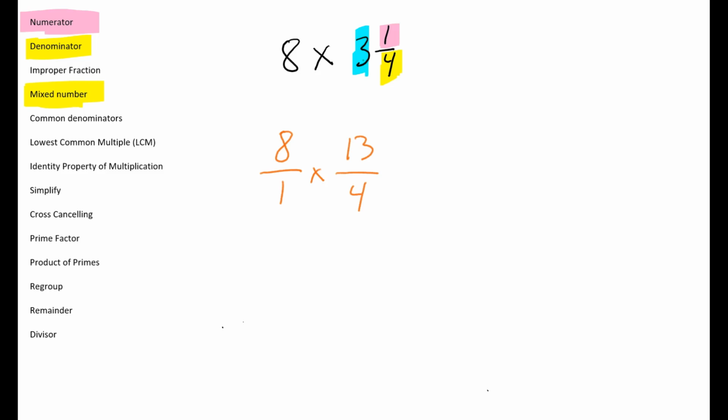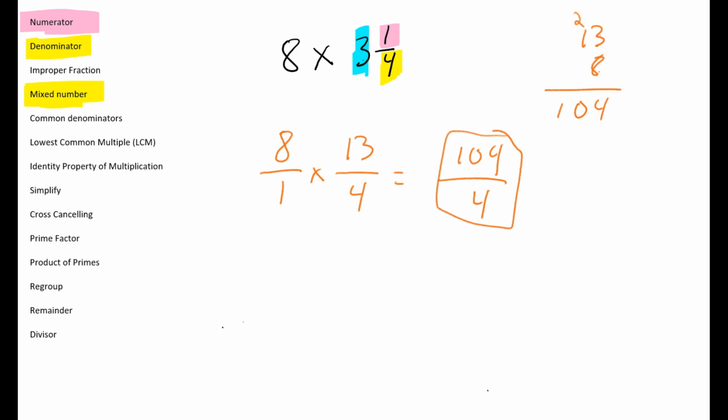Now that I have all fractions, I can actually multiply. If you multiply 8 times 13, that's going to be a big number. I can do it that way: 13 times 8. 8 times 3 is 24, carry the 2. 8 times 1 is 8, plus 2 is 10. So I have 104 over 4. Now that is correct. There's nothing wrong with doing it that way. But this is going to be pretty hard to simplify. That's a big number to simplify.